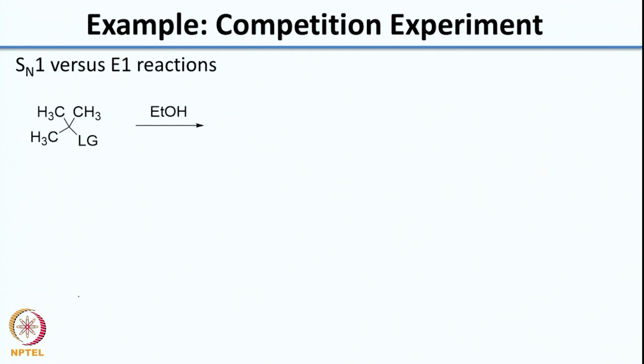So, let us see if you are able to write the mechanism. In the SN1 or the E1, the first step is you have the leaving group go. So, what you generate is the carbocation.